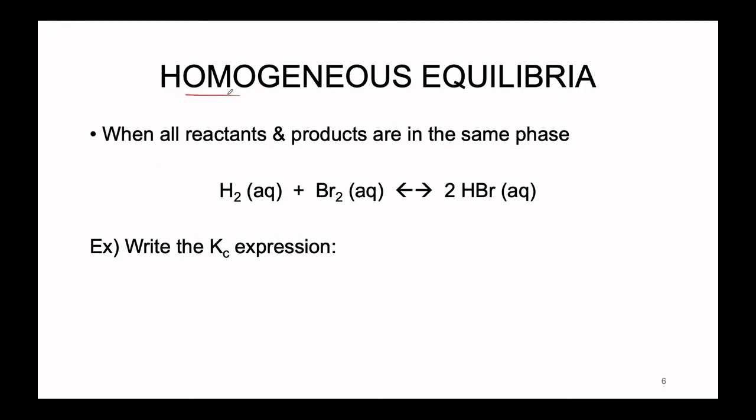The first is a homogeneous type of equilibria. This occurs when all of your reactants and your products are in the same phase. So much like a homogeneous catalyst, where the catalyst was in the same phase as the reactants, here a homogeneous equilibria is going to be represented when your reactants and products are all in the same phase. So here's a good example of that. We have H2 and Br2 both in aqueous phase, reacting reversibly to create some hydrobromic acid, also aqueous phase.